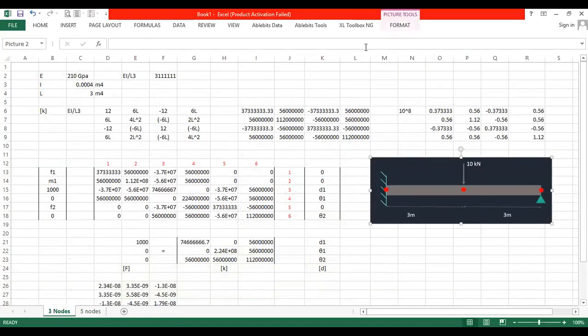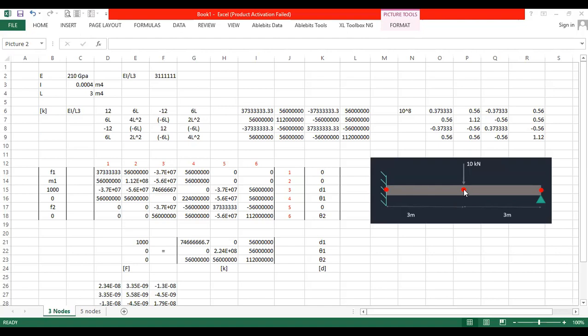So we'll go to Excel. Here I have defined the nodes at the loading location and at the end, where I need to determine the displacement and the forces. My E, the Young's modulus, is 210 gigapascal, and I is this value, and L is for one element. I'm basically considering two elements, each 3 meters. That means you will have the same stiffness matrix for each element, because the length is the same, E is the same, and I is the same.